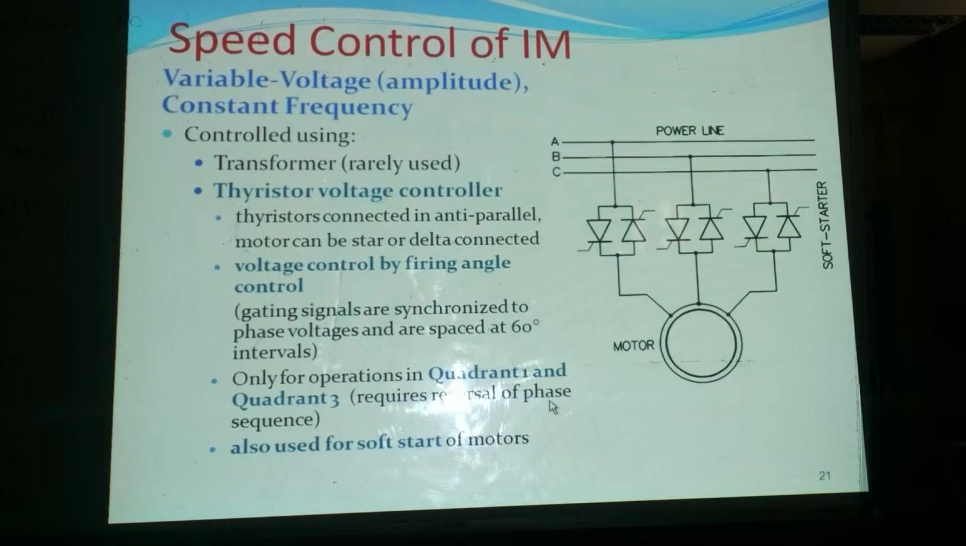and only first quadrant and third quadrant operations are possible. First quadrant means A, B, C phase sequence. If you interchange any two lines for a 3-phase induction motor, it goes to quadrant 3, reverse speed operation. And this method is also used for soft start of the motors.